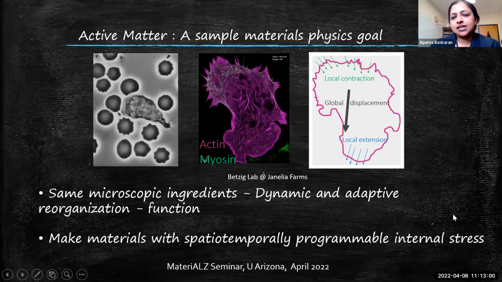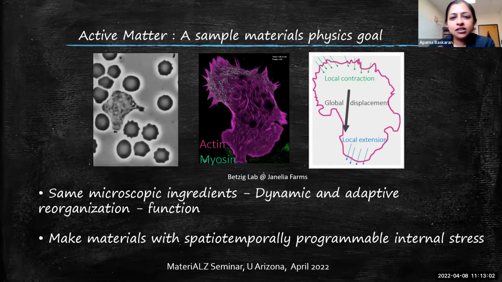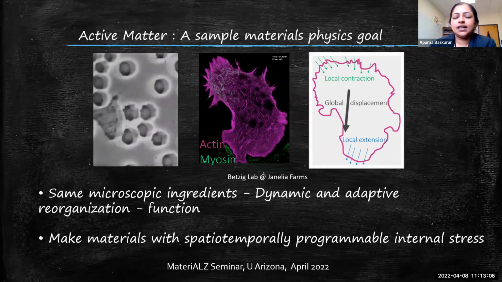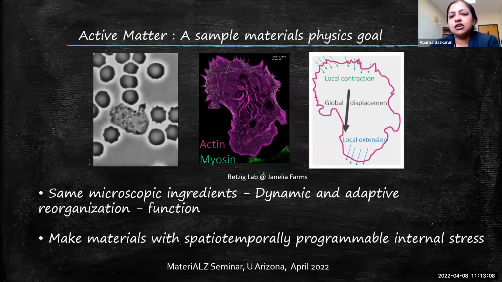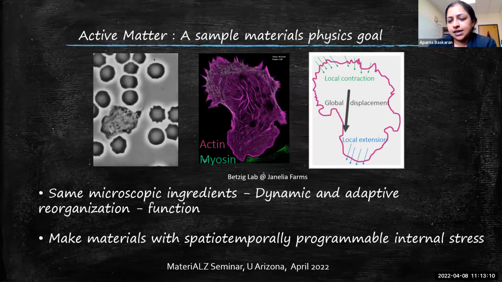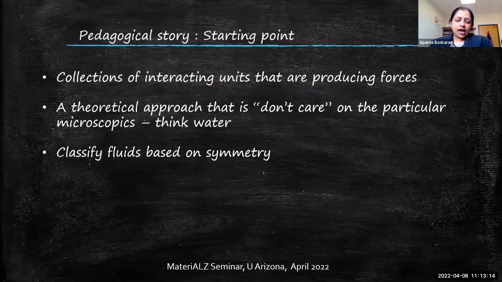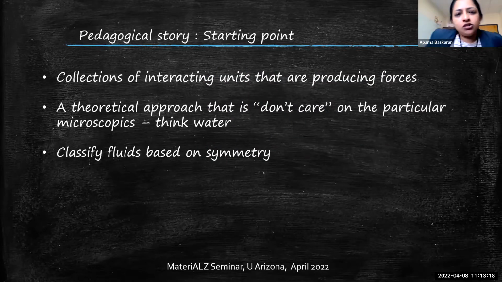I want a material that has high stress in some regions and low stress in other regions, or programmable rheological responses and things like that. That would be a materials physics-y goal of trying to understand these kinds of systems. Okay, now that is my big picture introduction of what active matter is and why you should care about it.